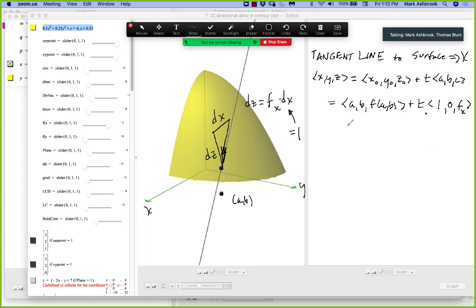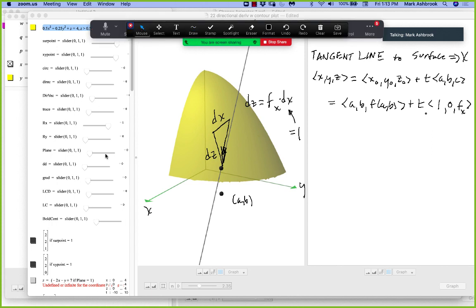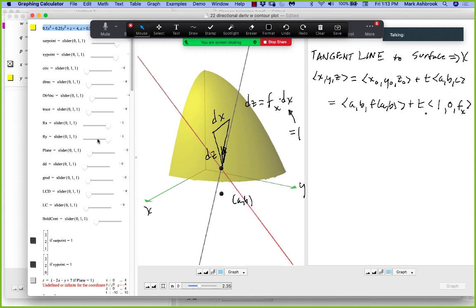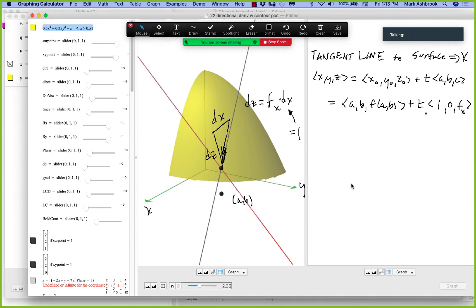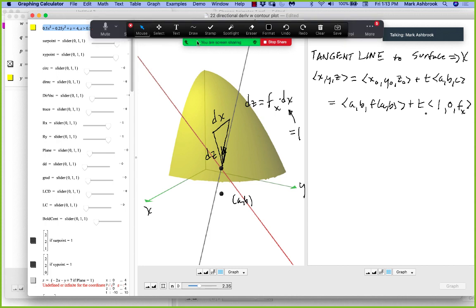Okay, and so then... Sorry, that would be the partial of x at AB, right? Yes, exactly. I just ran out of room. Partial of x is a function, and we want it at AB, exactly. All right, so then what about another tangent line? We can do another tangent line similar to that, and that would be in the y direction, parallel to the yz plane.